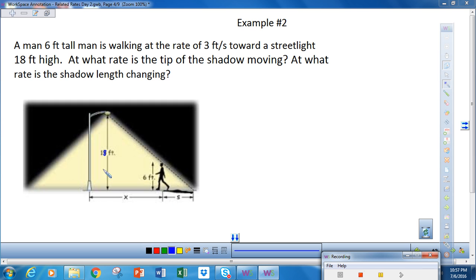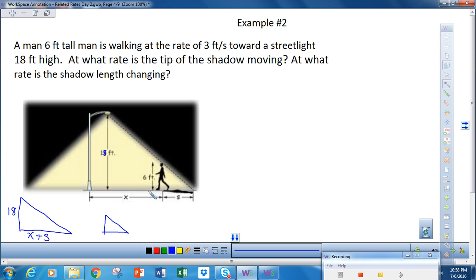Okay, so here's a nice little diagram that's already been done for us. I want you to see that once again we have similar triangles. There are two triangles: the bigger triangle, and the triangle made with the man and his shadow on the ground. So the measurements of this bigger triangle would be 18 and x plus s.